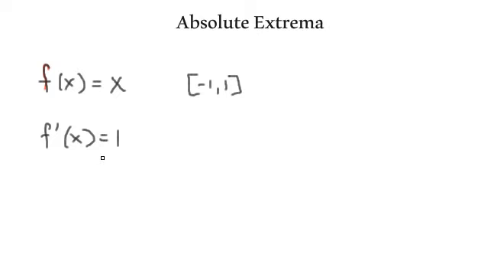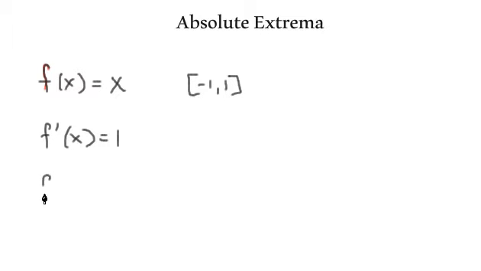Well, in this particular case, we don't have any critical numbers. It wouldn't make sense for us to set 1 equal to 0. So we're going to stop right there because there are no critical numbers. And the critical numbers are the numbers that could possibly indicate where there's a minimum or a maximum.